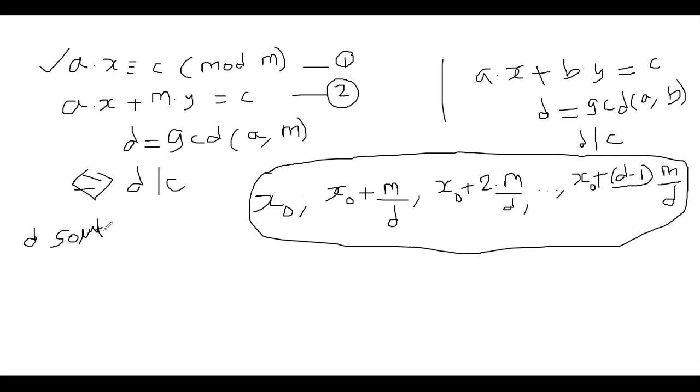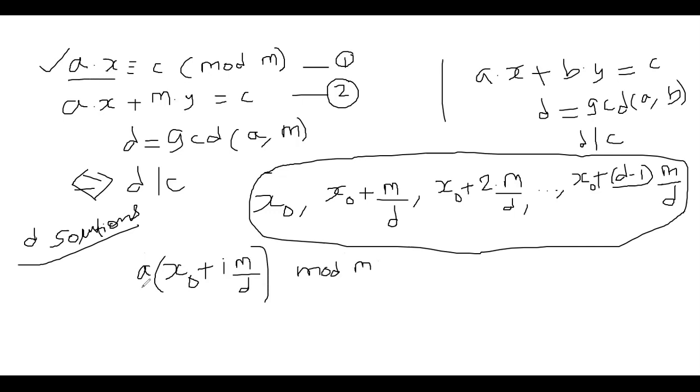All right, so now let's talk about why these are the solutions. Let's talk about why we have these D solutions. Let's just take one example: x0 plus I times M by D, where I is some integer. Let's multiply that by A, because we are going to check that this is a solution. So A times this, in mod M. Okay, let's see what happens. A times x0, we know, is nothing but C, because we assumed x0 as a solution. That means A times x0 mod M will be nothing but C. So this is nothing but C plus I times A by D times M.